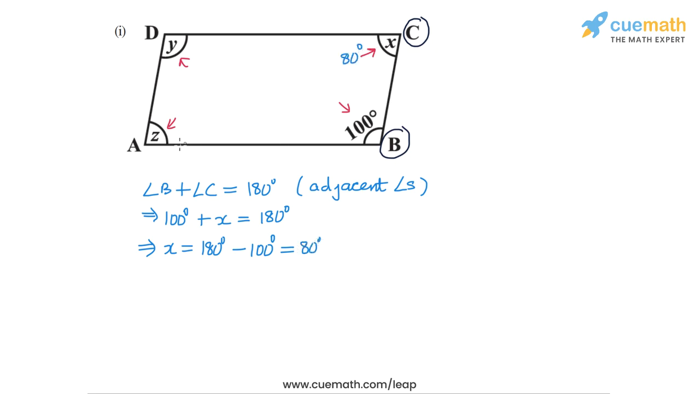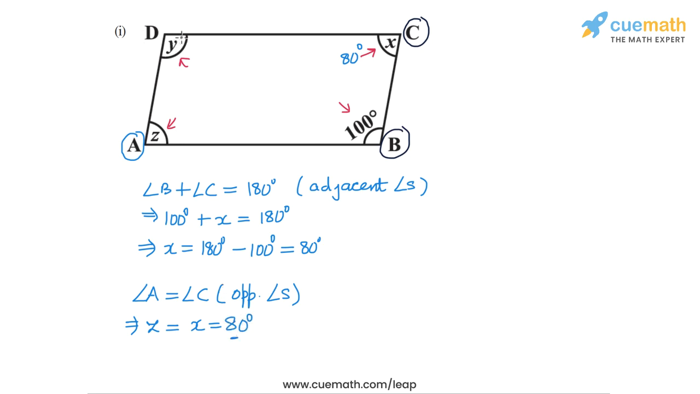Now we can directly write the measure of the angle at A, which is z, as being equal to the angle C because these are opposite angles in a parallelogram. So we can say angle A is equal to angle C because these two angles are opposite angles in the parallelogram. So angle A is z and angle C is x, which we have calculated as 80 degrees. So the value of z is 80 degrees.